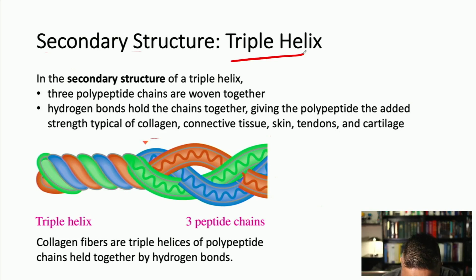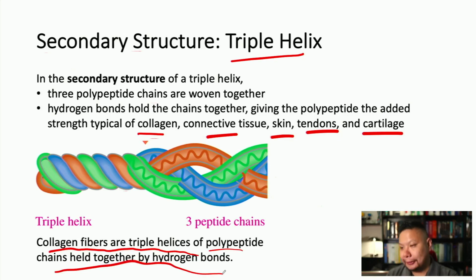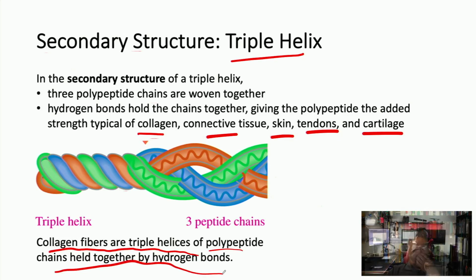Those are typical in things like collagen, connective tissue, skin, tendons, and cartilage, right? Collagen fibers are triple helices of peptide chains held together by hydrogen bonds, which you already know because alpha helices are held together by hydrogen bonds too. So in this case, not only do you have the hydrogen bonds holding the single chain together to make the spiral, but with the other two chains, there is hydrogen bonding occurring too, holding those together.